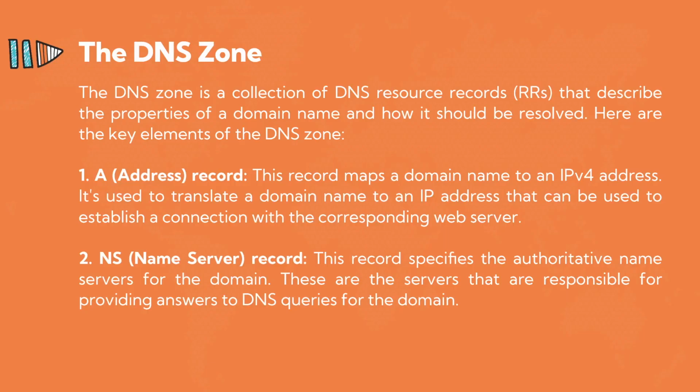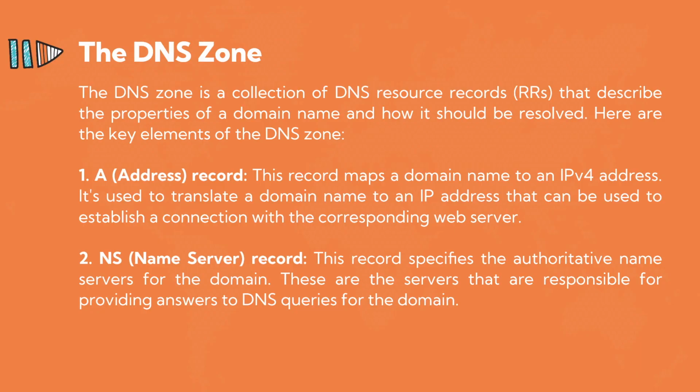So let's talk about the DNS zone. The DNS zone is a collection of DNS records, RRs, that describe the properties of a domain name and how it should be resolved. Here are key elements of the DNS zone. We have what we call an A record, which maps a domain name to an IP version 4 address, used to translate a domain name to an IP address that can be used to establish a connection with the corresponding web server.